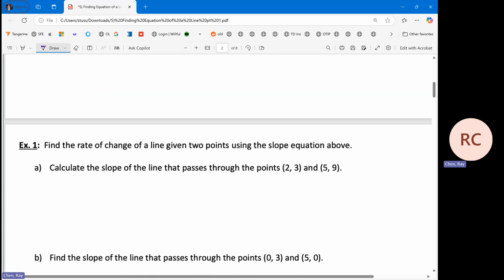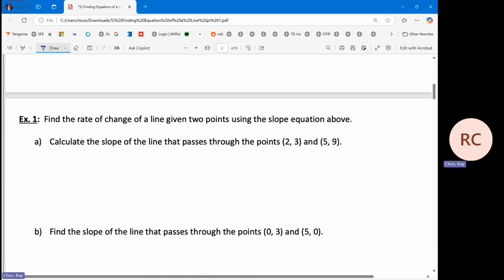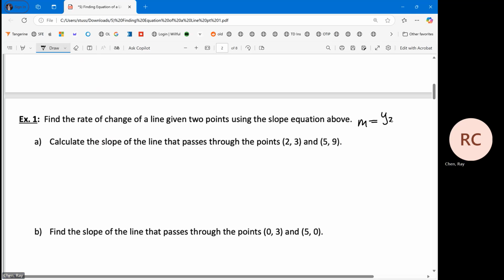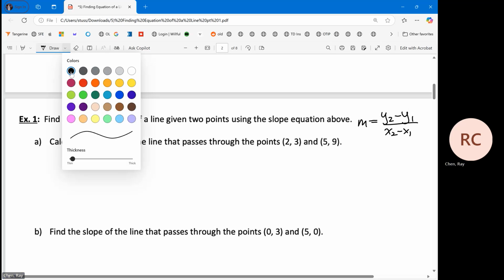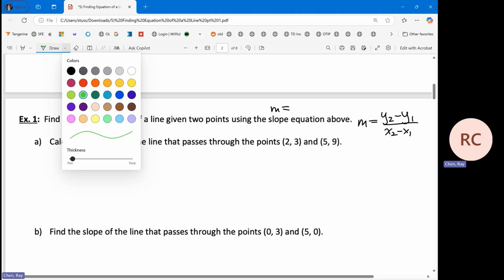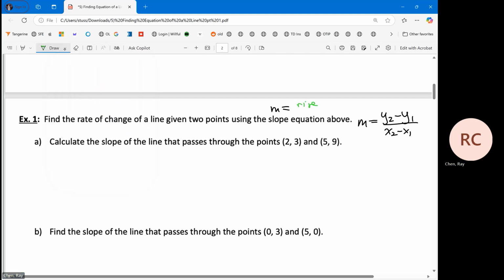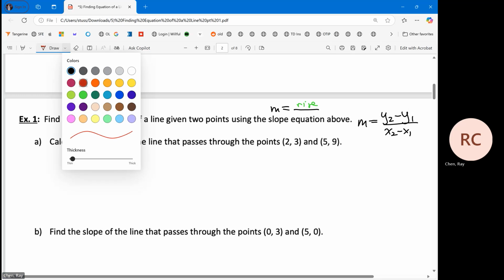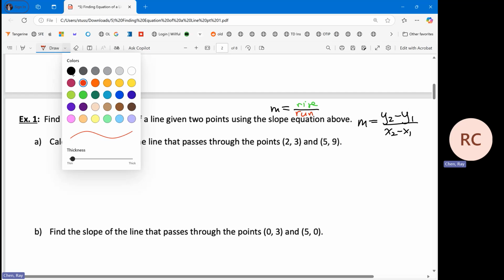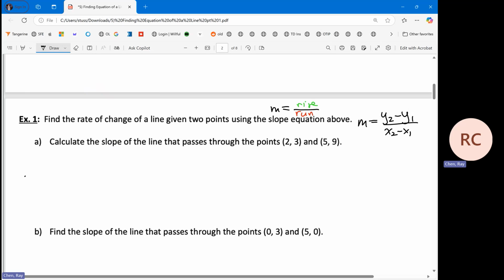Let's now try to use it in practice. For question 1, example 1, we say, find the rate of change of a line given 2 points using the slope equation above. Now I'm going to write it down so people can see it. And just to reiterate one more time, maybe a bit further off to the side, notice that the slope is the rise over the run. So that's what that correlates to. Now we're going to try to do it algebraically without any visuals, but I will sketch up afterwards so that you can kind of see what's going on.